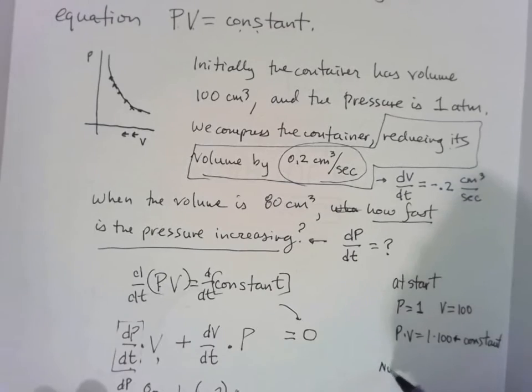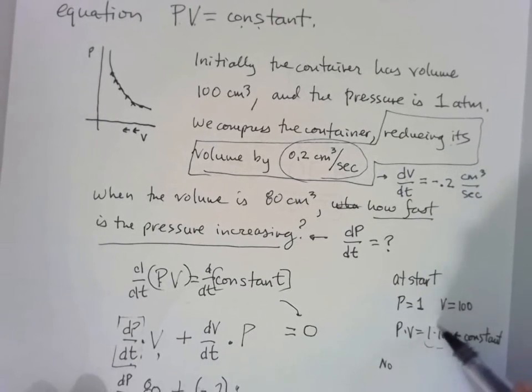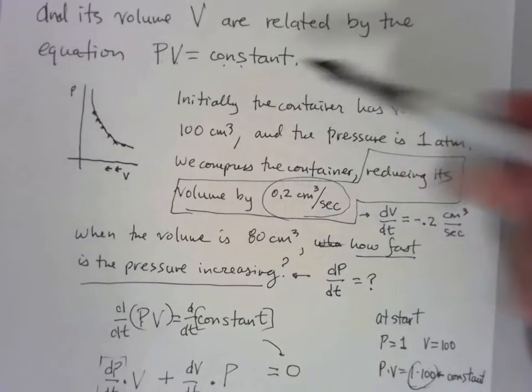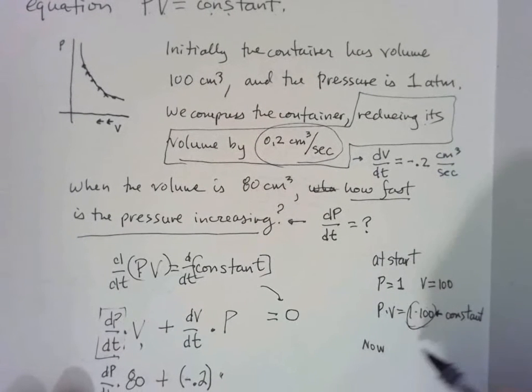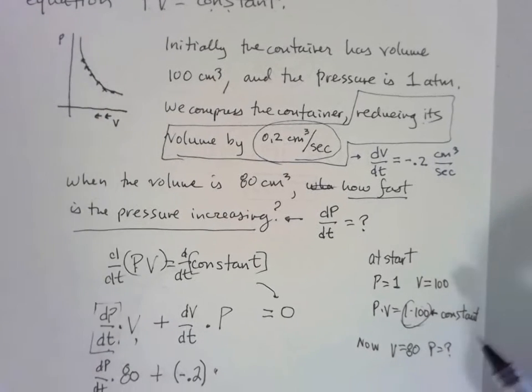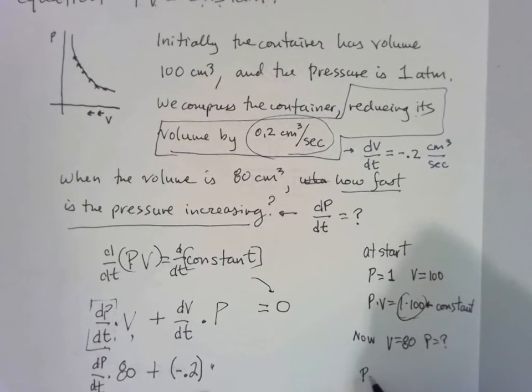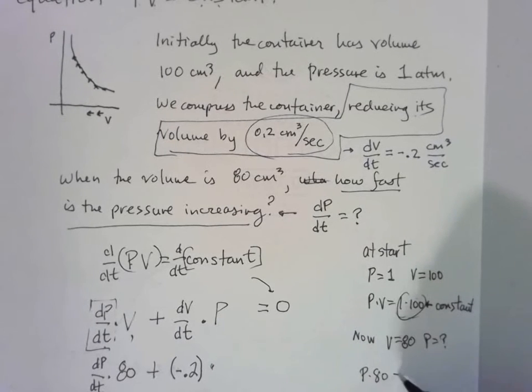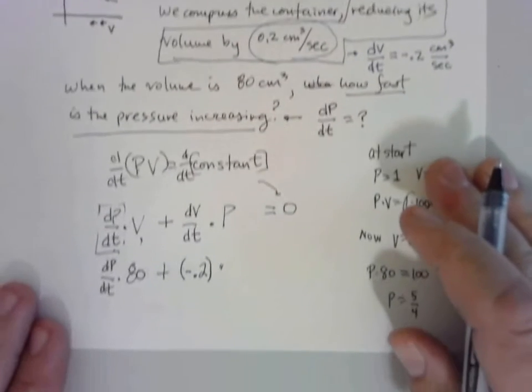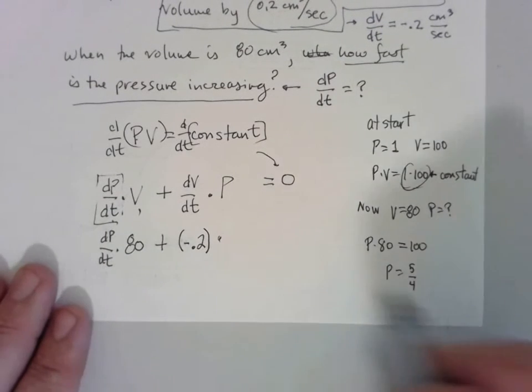Now I know the 100 is the constant. Doesn't change. Now V is 80. What's P? Well, P times 80 has to be 100 because it doesn't change. So that means P is 100 divided by 80, which reduces to 5 over 4. Oops, you can't see that. Okay? So that plugs in here.